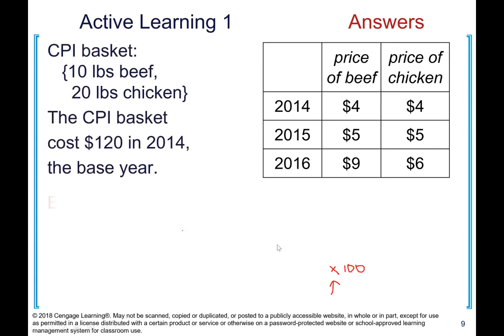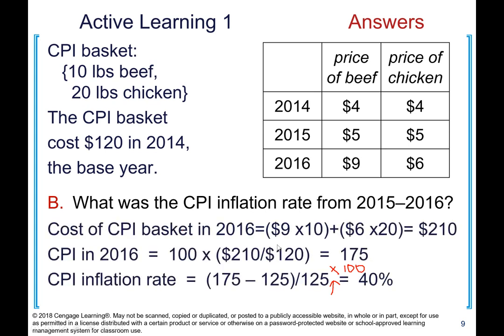Number B, okay. Now, what was the CPI inflation rate from 15 to 16? How do you calculate inflation rate? Current CPI minus previous CPI divided by previous CPI times 100. Just find the percentage change.